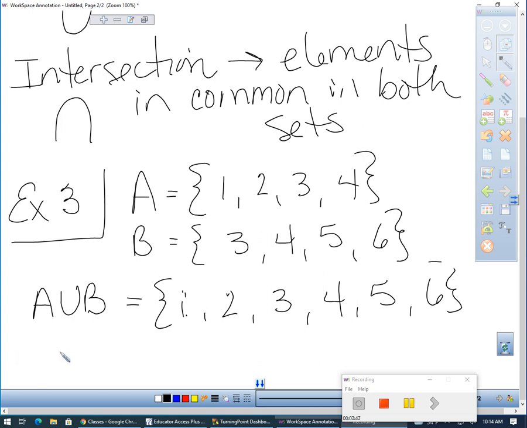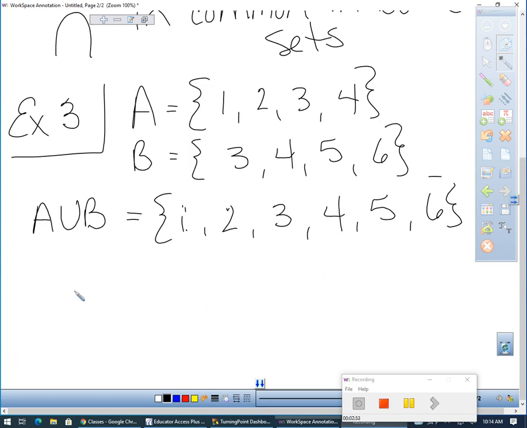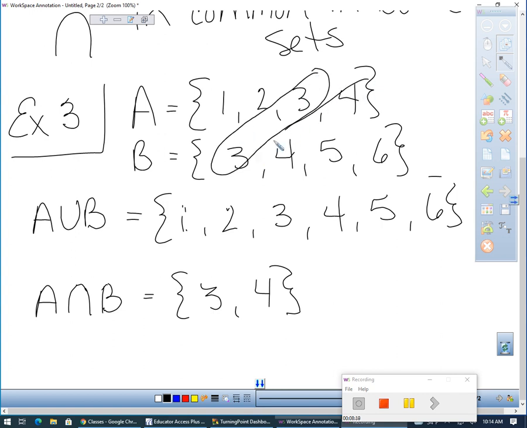How about keeping the same sets up there? What if I had A intersected with B? It is 3 and 4. It's what is in both of them, where they overlap each other. What's in common? Right? 3 and 4 are in both of them. It's here and here. So that's the intersection. All right, are we okay? All right, so let's just take it up a little bit.